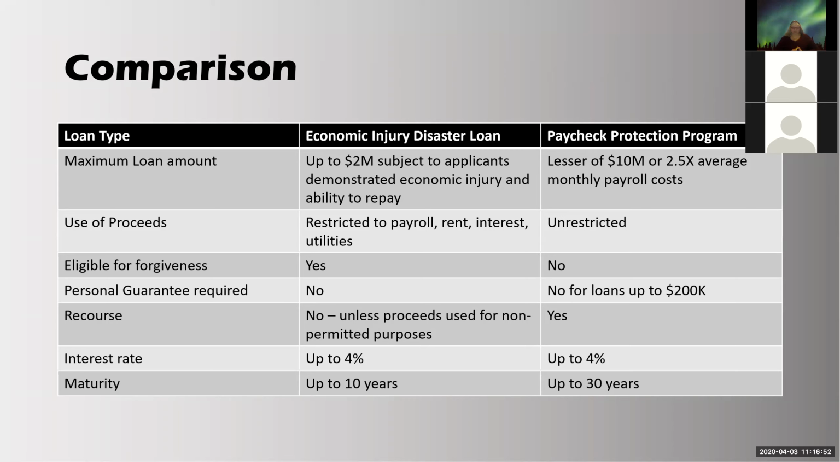Okay. Now this is just a side-by-side comparison of them. Your minimum loan amount, one is at 2 million, the other one is the lesser of 10 million or 2.5 times your average monthly payroll costs. So if your average monthly payroll costs are, you know, $1,000 a month, then it's not going to help you much, whereas the economic injury one will. So it's really a matter of deciding which loan you want to go for.